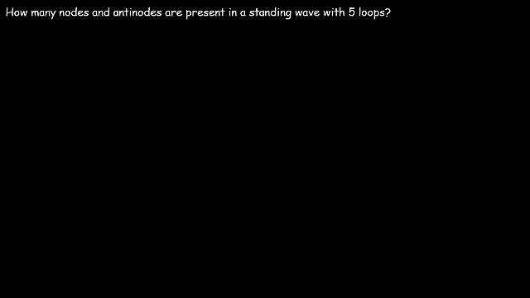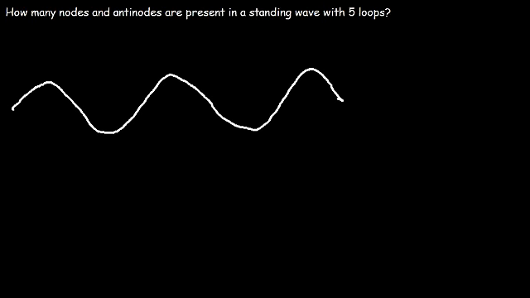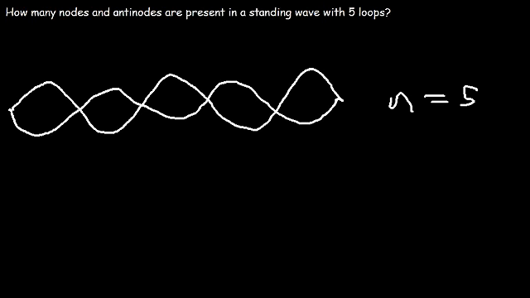Let's try this one. How many nodes and antinodes are present in a standing wave with 5 loops? So let's draw a picture first. So here we have 5 loops.